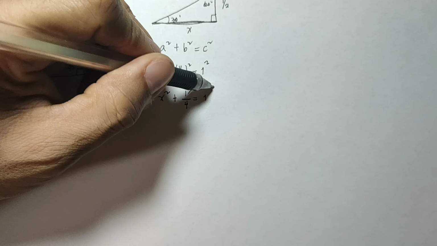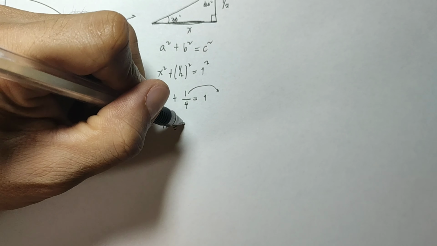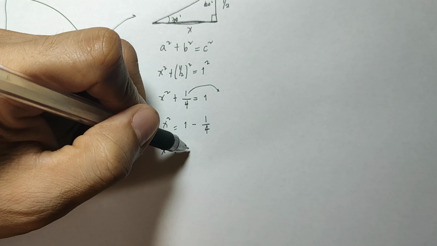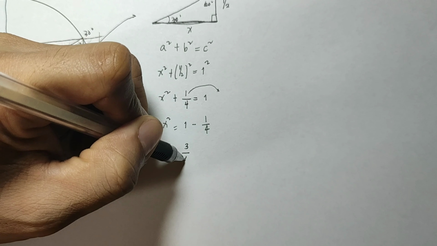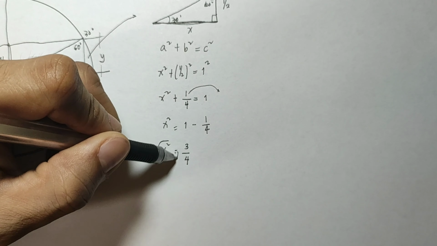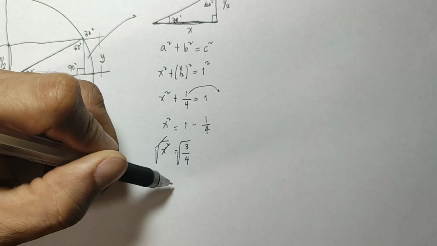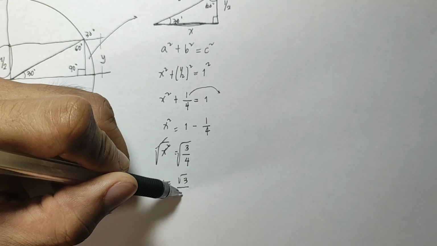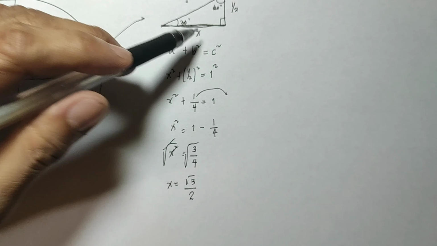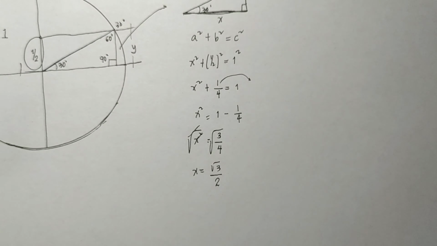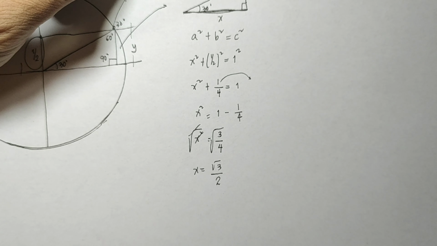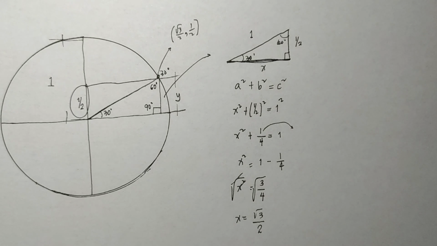And then solve for x. We have x squared equals 1 minus 1 fourth. So, 1 minus 1 fourth is 3 fourths. Then solve for x. Remove the square using the square root property. So x equals the square root of 3 over the square root of 4, which is 2. So we now have the value of x, and we can place the coordinates: square root of 3 over 2 for x and 1 half for y.